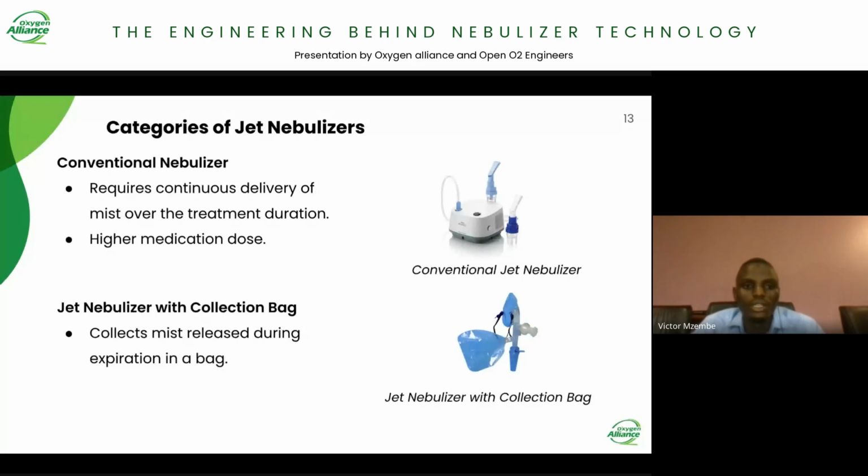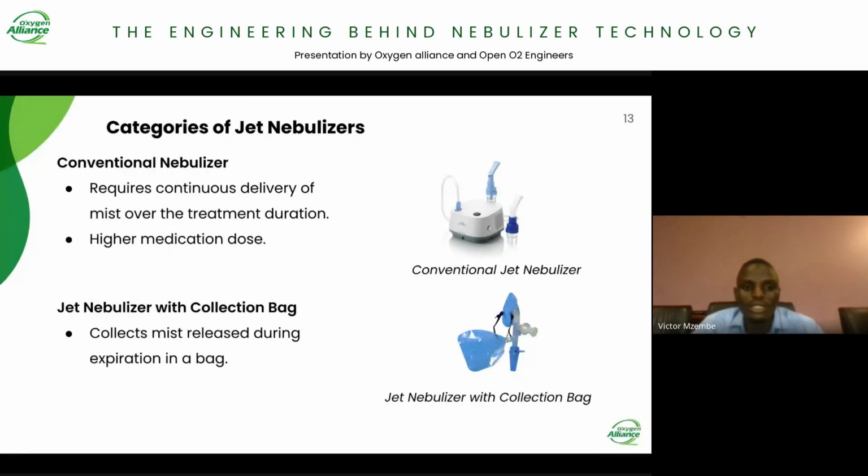Now let's talk of the different categories of jet nebulizers. It is important to note that there is actually one major category, which is the conventional nebulizer, because the others are just improvements on the conventional nebulizer. The conventional nebulizer requires continuous delivery of mist over the treatment duration. So if the patient wants a treatment duration of 5 minutes, the mist has to be produced continuously for 5 minutes. And this nebulizer actually has a higher medication dose because most of the medication is dosed during exhalation, or when the patient breathes out.